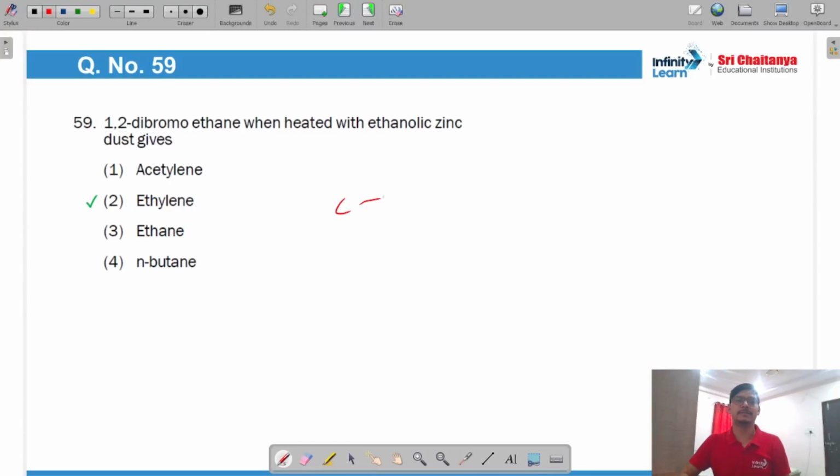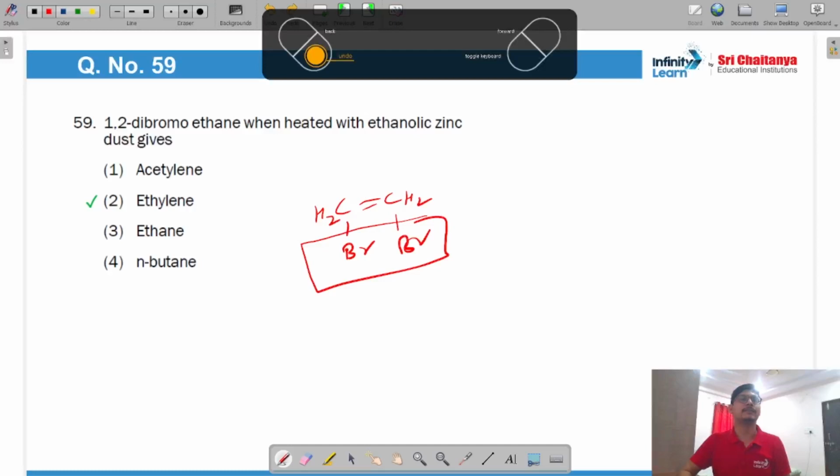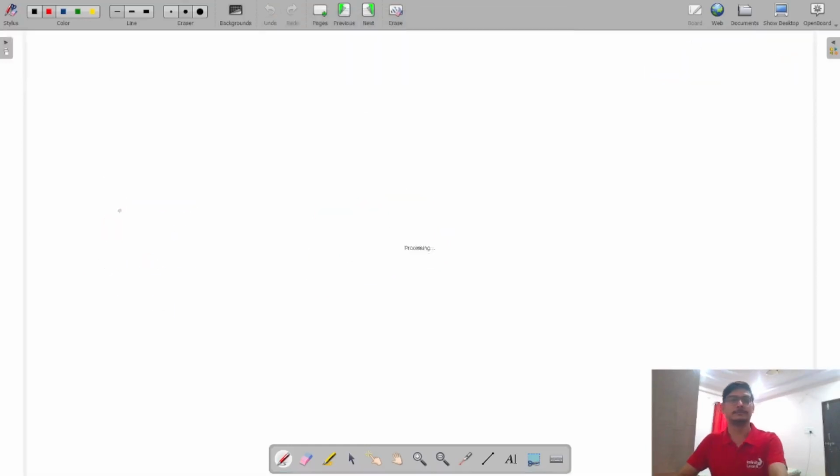1,2-dibromoethane, guys, is this CH2Br and CH2Br. 1,2-dibromoethane when heated with ethanolic zinc. So debromination occurs, dehalogenation occurs, and you get a double bond here. So that means the compound is ethylene. So this is the correct answer.